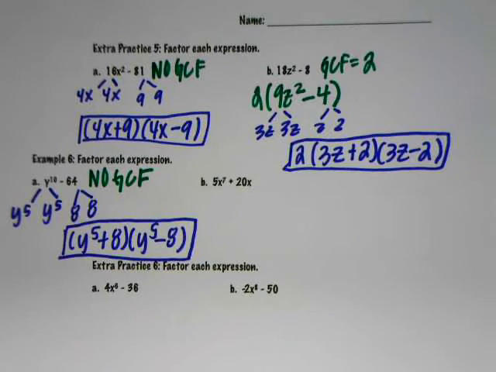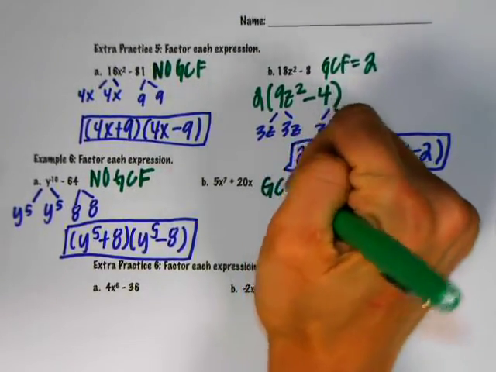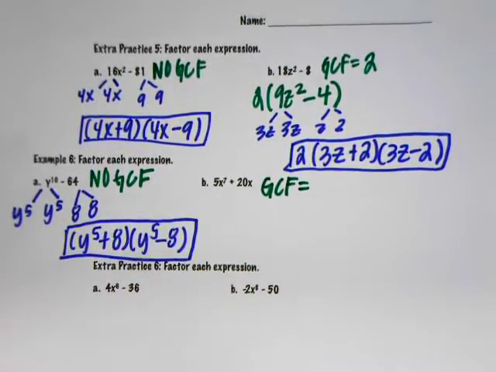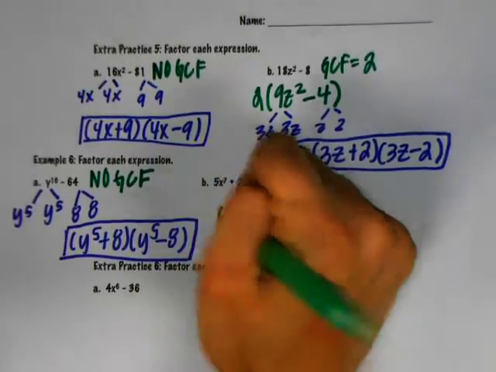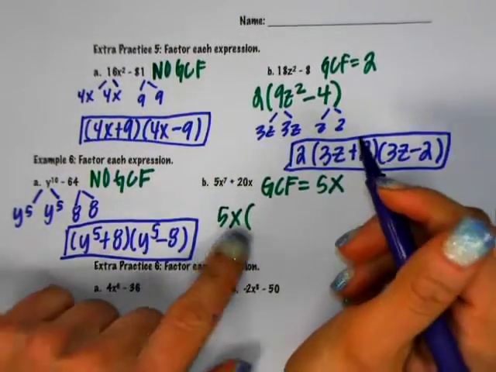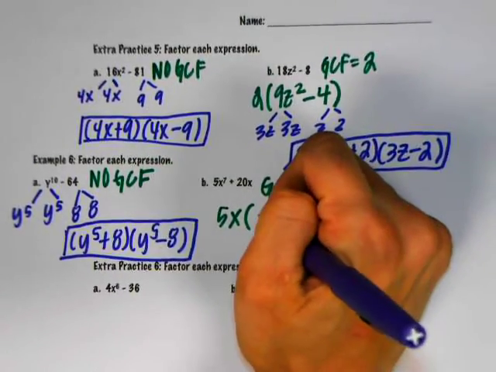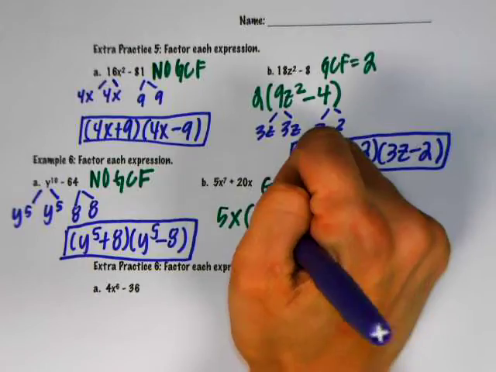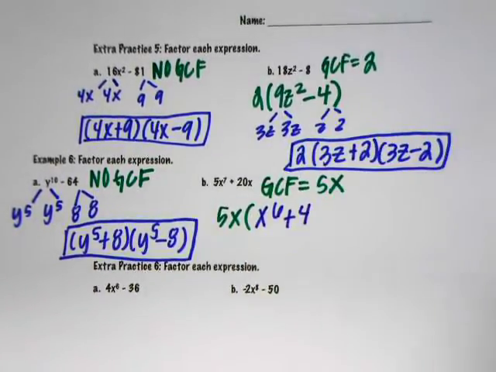Allison, what's the GCF in B? Come on, Allison. No one talk. What is it? 5x. 5x, good. All right. Okay, so when you take that out, what's the 5x to the 7th going to become? X to the 6, good. Plus what? 4. It's just 4.